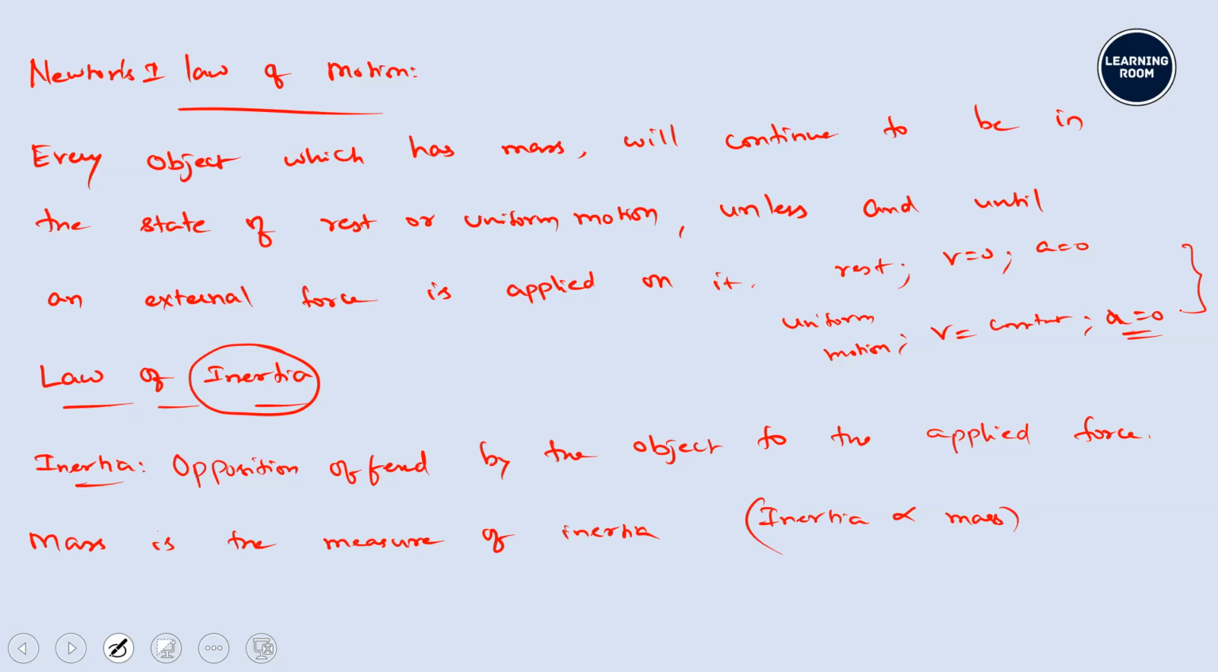Let me proceed. Now we'll discuss the next law, which is called Newton's second law of motion. Before we try to understand this second law, one parameter that we are supposed to know is called linear momentum.